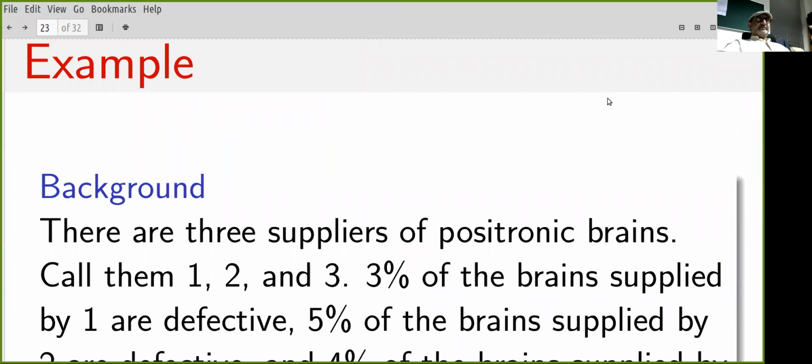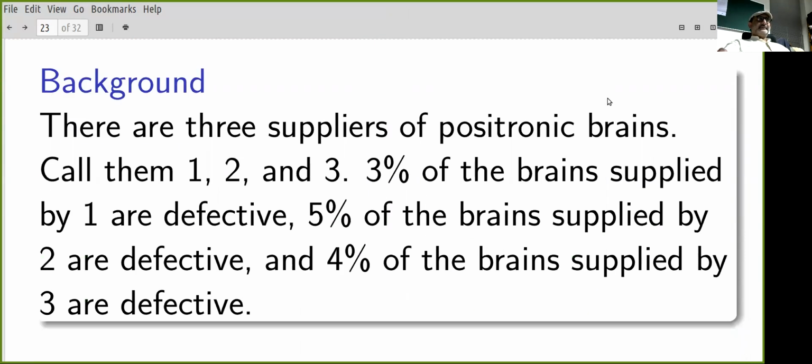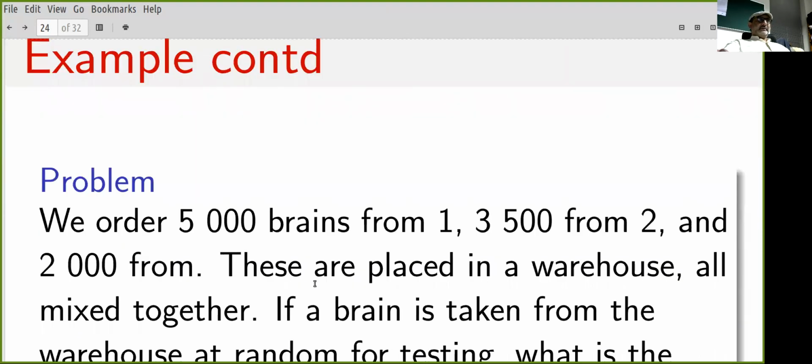Okay, let's try another example. So there are 3 suppliers of positronic brains. Call them supplier 1, supplier 2, and supplier 3. 3% of the brains supplied by supplier 1 are defective. 5% of the brains supplied by supplier 2 are defective. And 4% of the brains supplied by supplier 3 are defective.